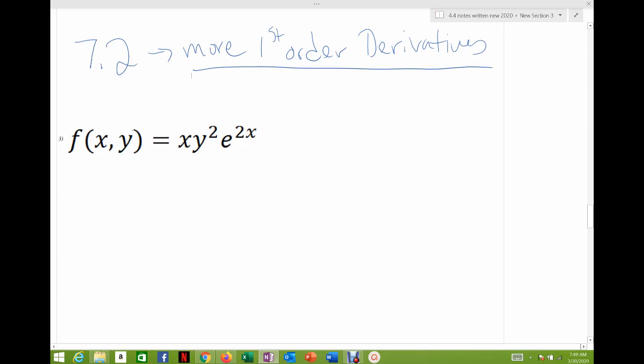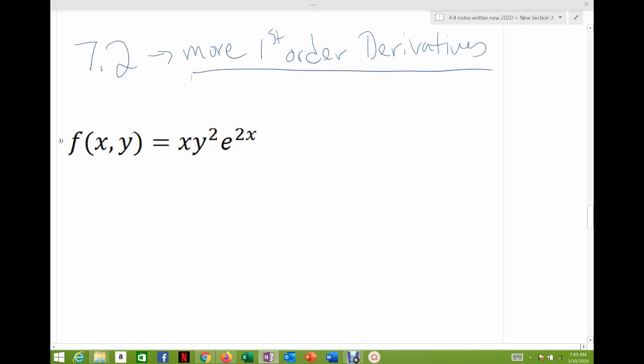Alright, so today we're going to continue on in 7.2. Last time I introduced first order partial derivatives, and we practiced a few. This second part is just looking at more first order derivatives. These are going to be a little more complex. They're going to involve our chain rule and our product rule, and will be a little more involved. So we'll look at some additional multivariable functions and their first order derivatives.